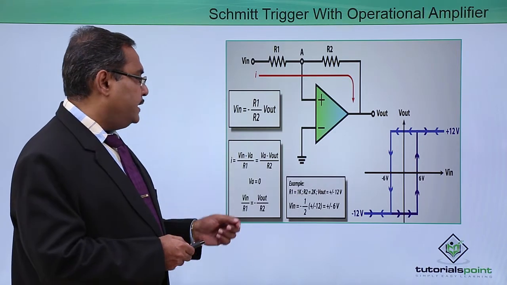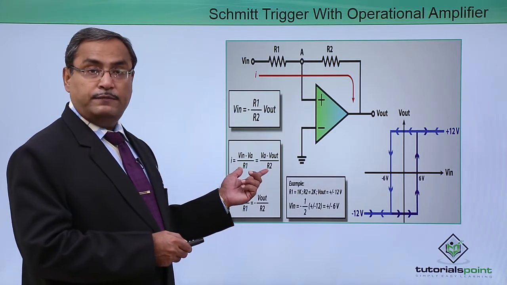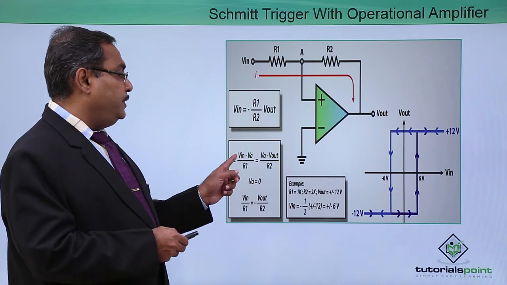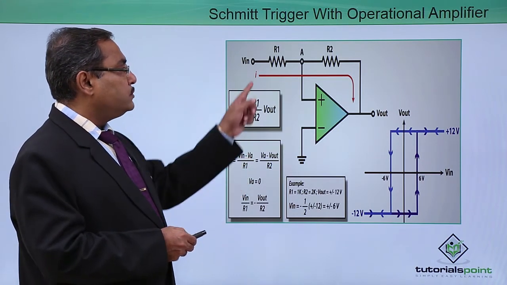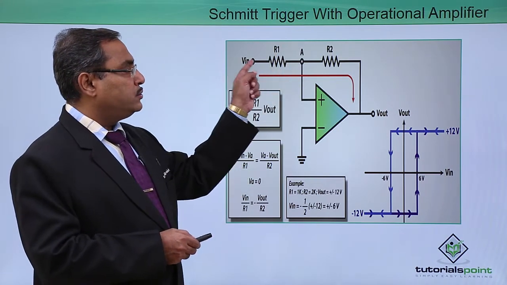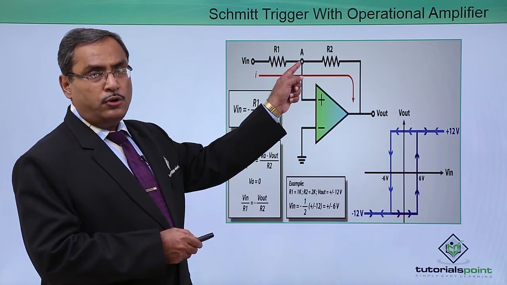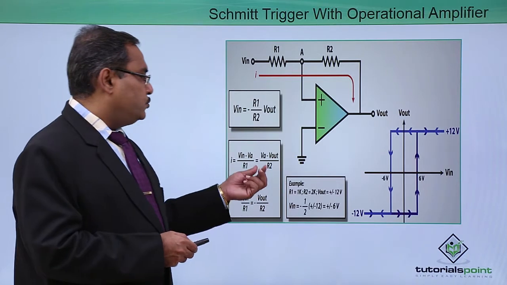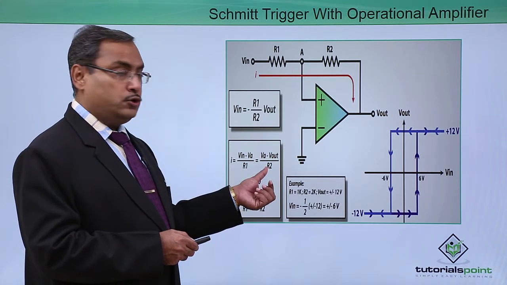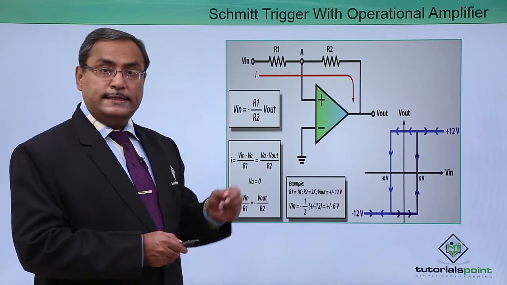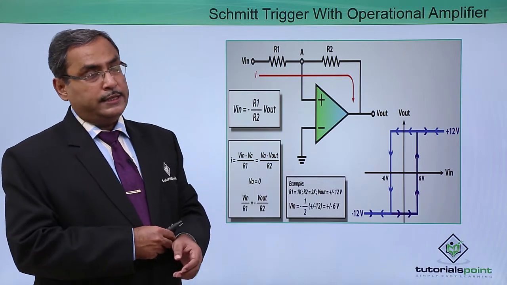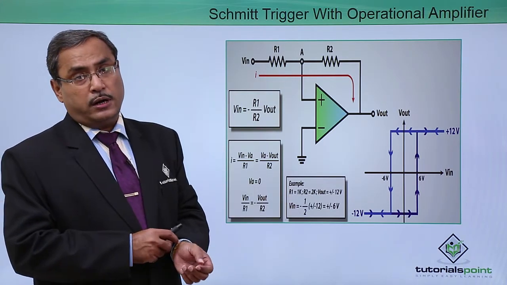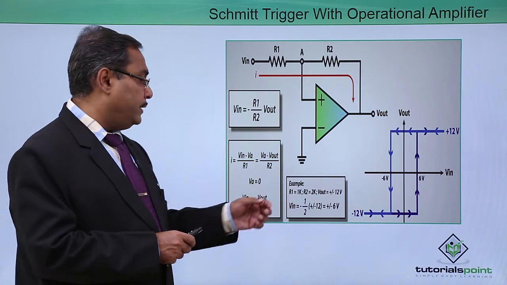So here is the respective equation for us. Vin minus VA by R1. The current, whatever is going to flow through this R1 resistance, will be flowing through this R2. So VA minus Vout by R2. So here this VA is equal to zero. As I told you, it is a virtual ground, and that's why the voltage will be zero in that case.